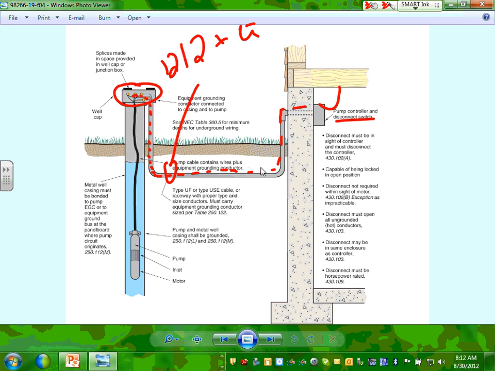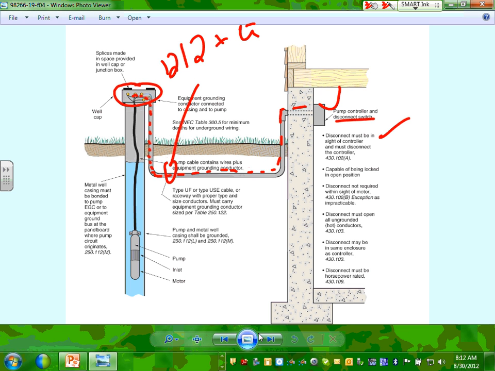The disconnect, guys, does not have to be within sight of the pump. How are you going to put a disconnect within sight of a pump here? The pump is way down in the well. So they have the disconnect within sight of the controller outside. Any questions, guys? So typically that's how they wire it. Any comments, any questions about that one?